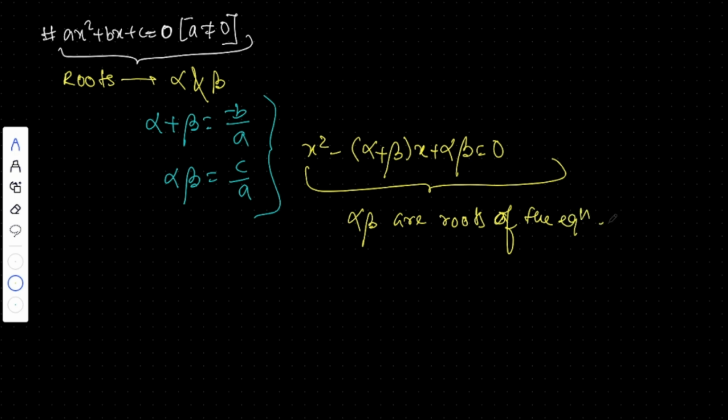Perfect. Alpha comma beta are roots of the equation. You might be saying, what's the proof? Just see here.